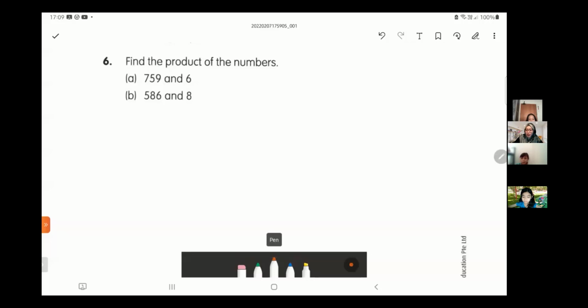Okay, so they say here, find the product. Remember I say product? Product means times. So you're supposed to multiply. So for A, it is 759 times 6 equals to what? And then for B, 586 times 8 equals to what? Okay, so how do I do my multiplication? This is how I do it.